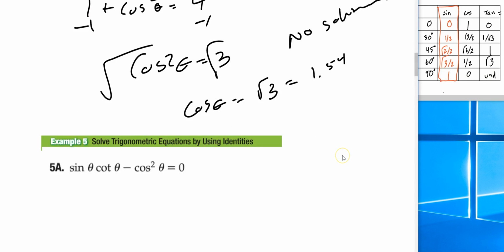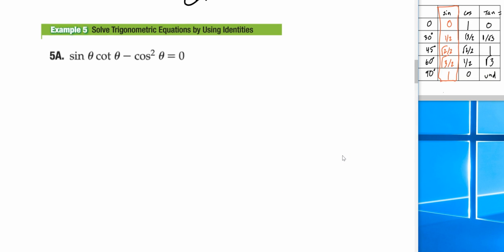Okay, let's move on to some other ones. Now, the next one's where it gets even harder. Now they want you to use trig identities, so we're combining the last few lessons here. So to solve this, first I want to do the trig identity. Remember the rule is, if you're not sure, the trick is switch anything that's not sine and cosine. So this is going to be sine theta.